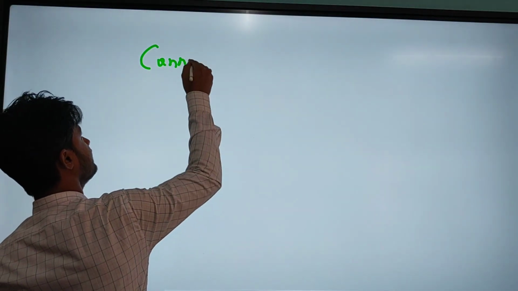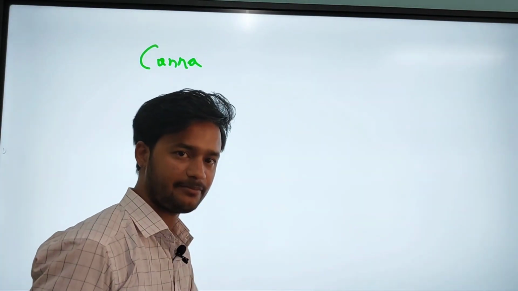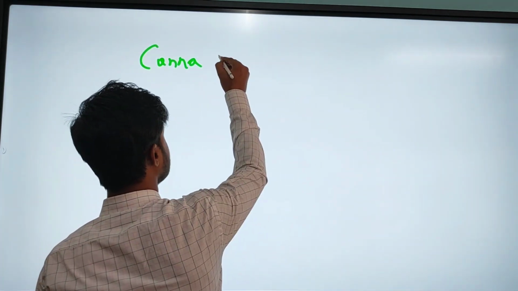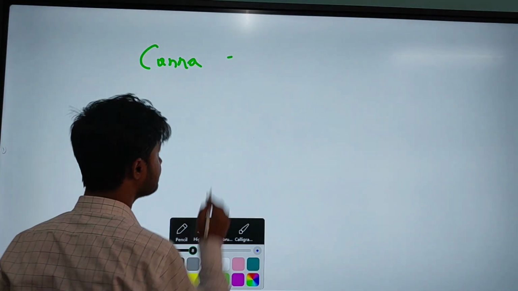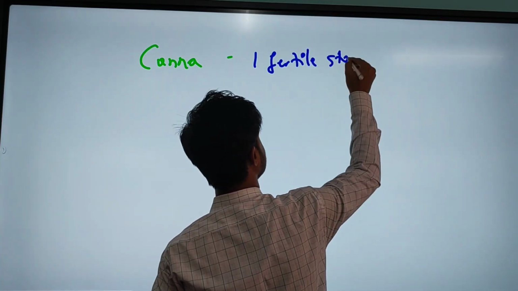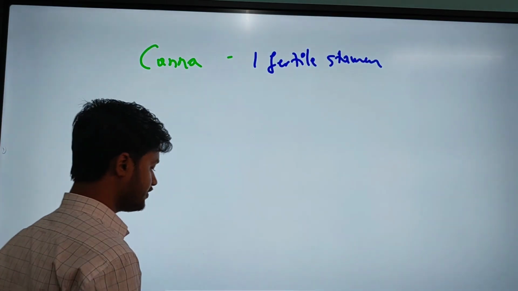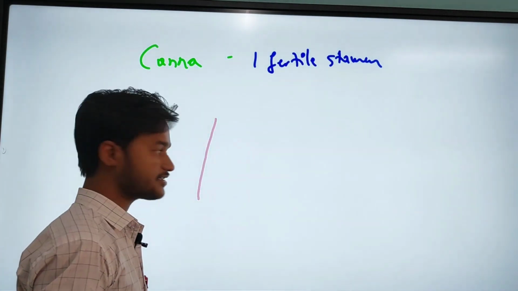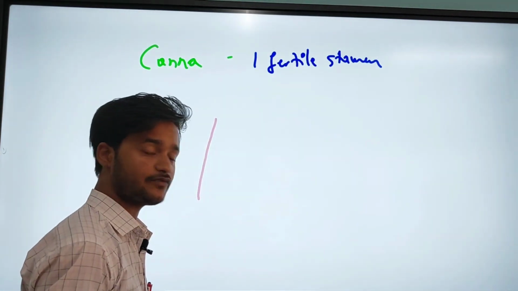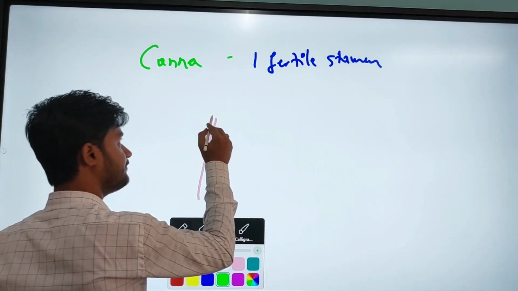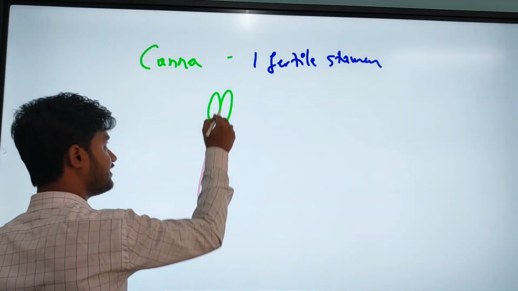So let us consider the Canna plant. The Canna plant is called a monandrous stamen plant, because that flower has only one fertile stamen. Only one fertile stamen is present in the Canna plant. We know the structure of the stamen. The long, slender stalk of the stamen is called the filament. In the terminal portion of the filament, there is a bilobed, dithecous anther.